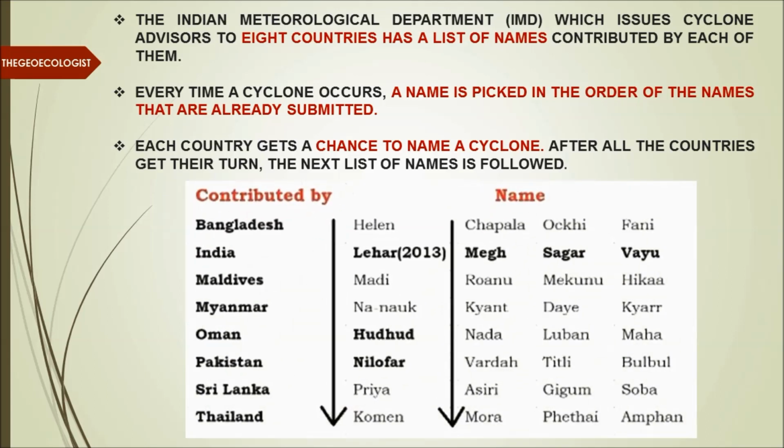So let's look at this list. What do we see? The number of countries is 8 in the Indian Ocean: Bangladesh, India, Maldives, Myanmar, Oman, Pakistan, Sri Lanka, Thailand. These are the 8 countries that provide the names for the cyclones occurring in the Indian Ocean region, and you have the list of names. And recently, the most important one we see is Amphan, which has been named by Thailand.